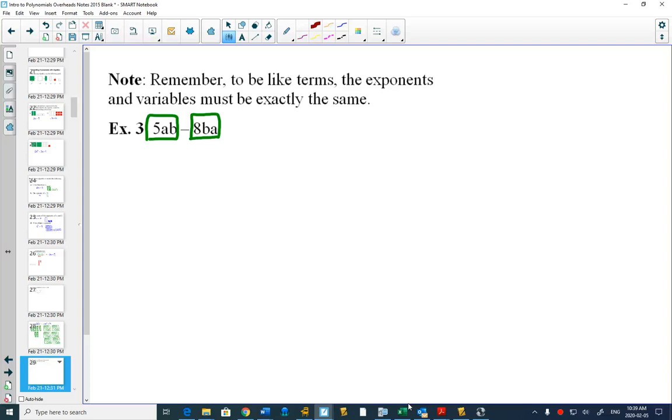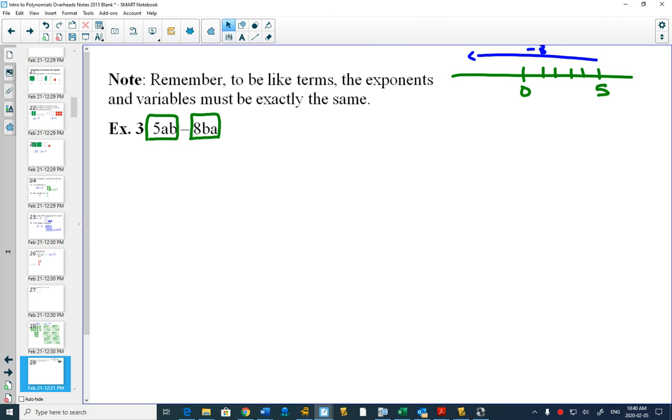If you had 5 and you subtracted 8, where would you be on your number line? If you had 5, you can draw out your number line. Here's 0, 1, 2, 3, 4, 5. If I started at 5 here and I subtracted, which would be going this way, 8, where would I end up? I would end up at negative 3. And so the answer to this one is negative 3ab.